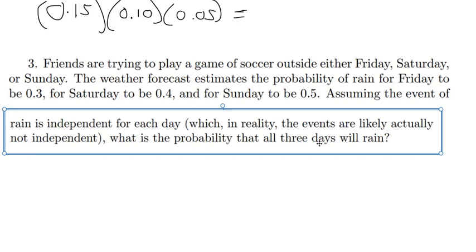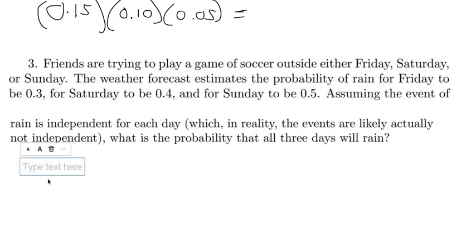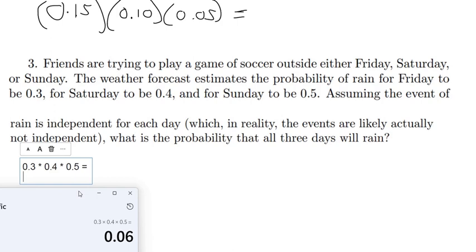What's the probability that all 3 days will rain? Well, if we're assuming independence, then we just need to multiply the probability of rain on each day. So Friday it's 0.3, Saturday 0.4, Sunday 0.5. So the probability that it will rain on all 3 days is pretty low, 6% chance, 0.06. So that means they should expect one day not to have rain.